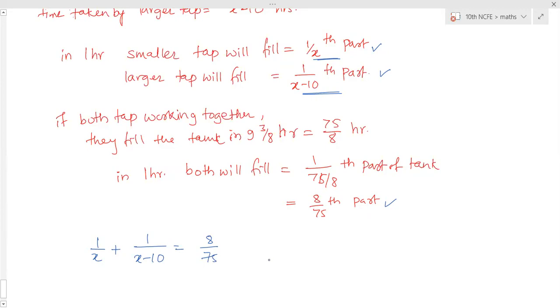So every time, find out the part of the work done in 1 hour. If time is given in hours, find it per hour. If it is in days, you have to find out for 1 day. If it is given in minutes, you have to convert and find the value, meaning the part of the work done in 1 minute, 1 hour, 1 day. So like that you have to calculate. Here it is given in hours, so we have to calculate in terms of per hour. What is the value?